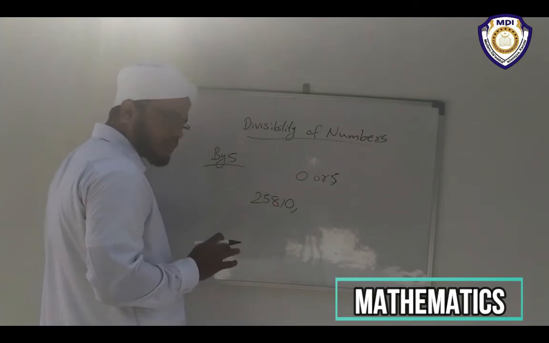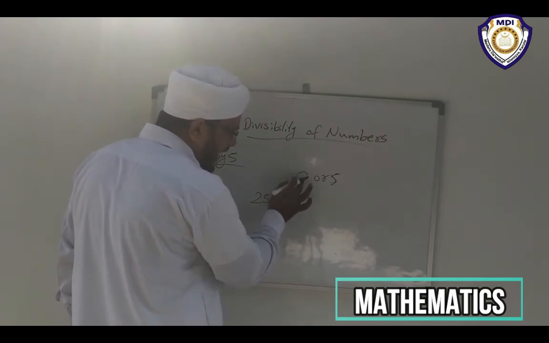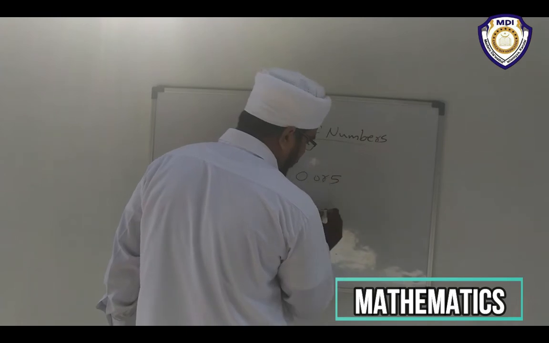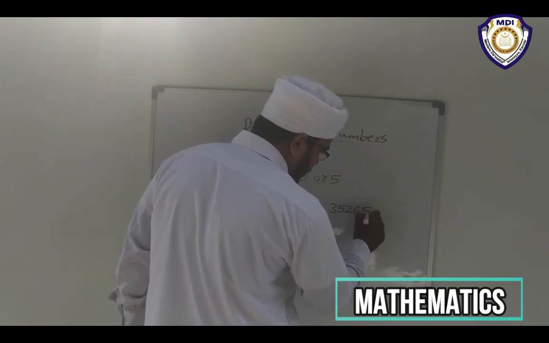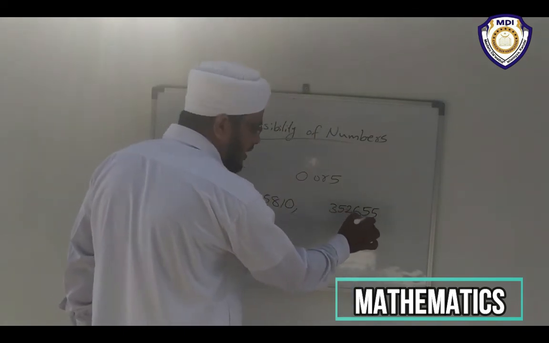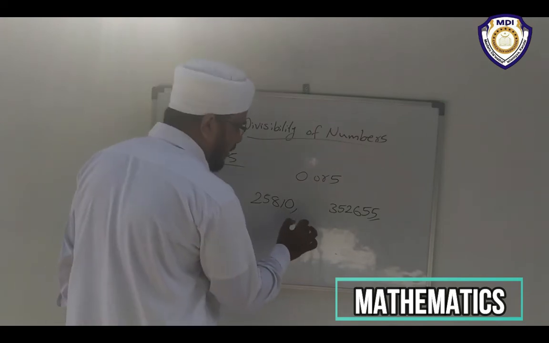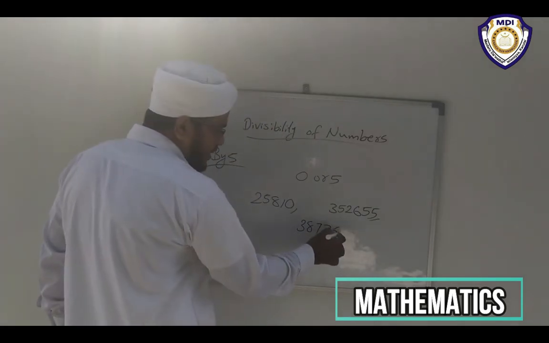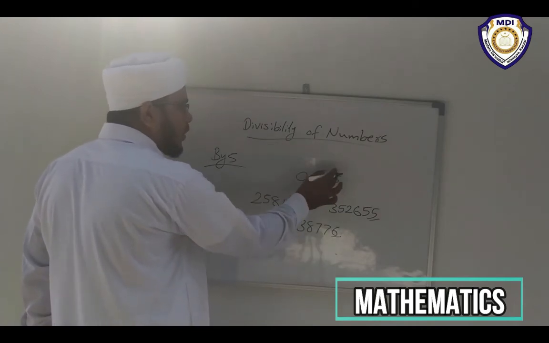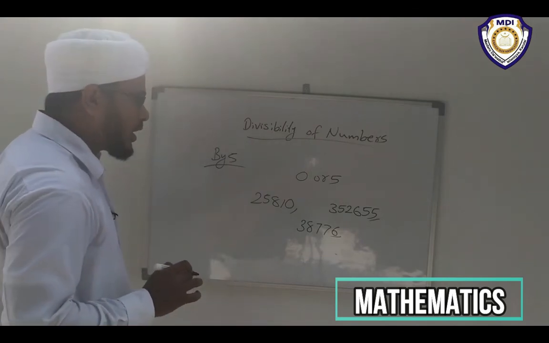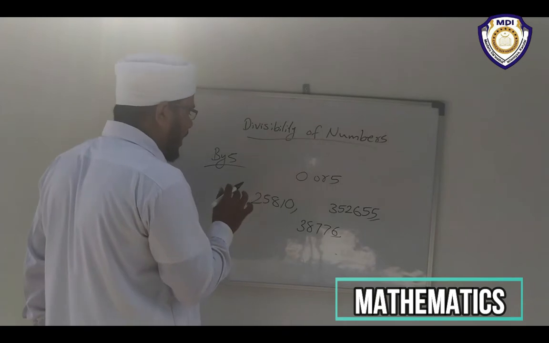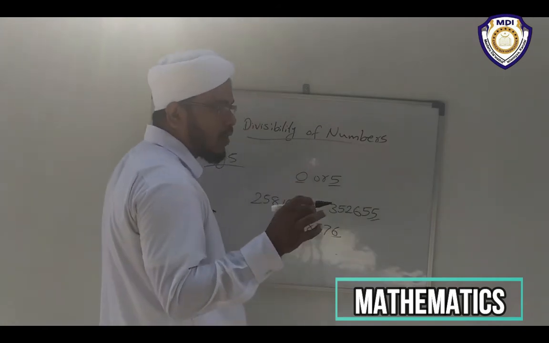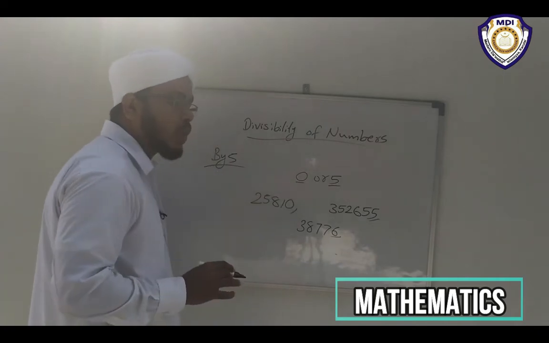Is it divisible by 5? Sure, it is divisible by 5, because at the place of ones there is 0. Is it divisible by 5? Sure, because at the place of ones there is 5. So, it is divisible by 5. Is it divisible by 5? No, because at the place of ones there is 6, so it is not divisible by 5. So, if any number is to be divisible by 5, the number should end with 0 or 5, that is, at the place of ones it should be 0 or 5.